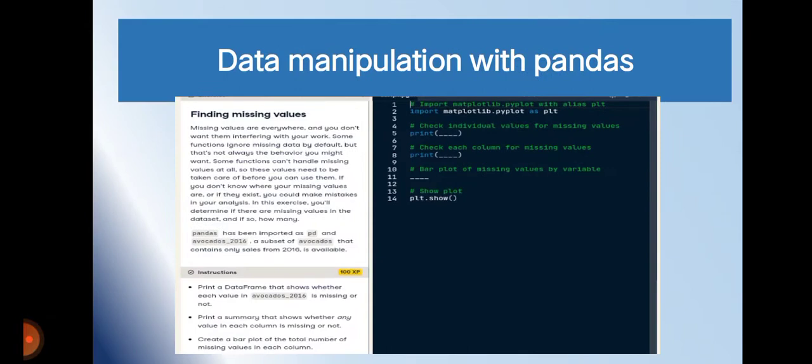The next is finding missing values. Missing values are everywhere and we don't want them interfering with our work. So for these functions, we have to first find them and sort them out. In the given example, pandas has been imported as pd, and avocados is also provided for us. We just have to find all the missing values, and we will import matplotlib as plt. Then we will check individual values, like we will print the individual values. Then we will check each column for missing values, and at last we will show the plot with plt.